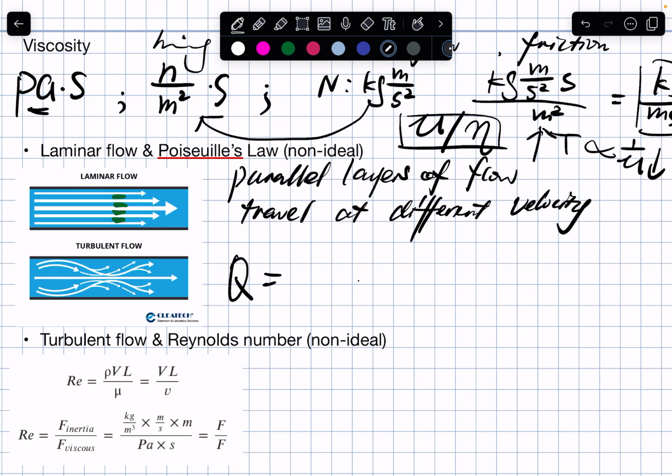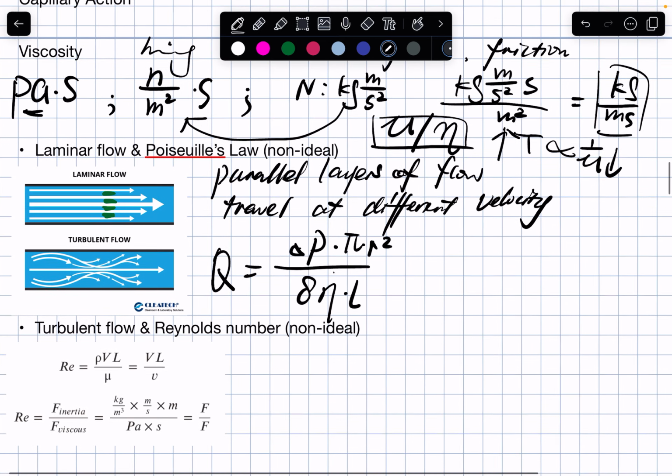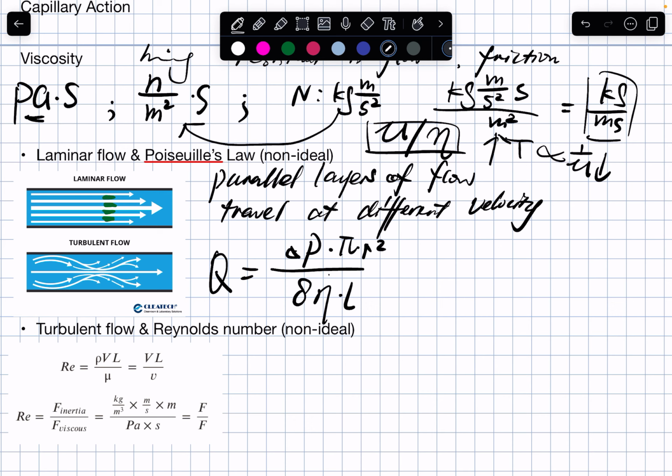So Q is flow rate. It's the volume flowing past a point in time, okay? So Q here, according to this P law, it's delta P times pi times r to the fourth, r is radius, right? Over 8, and then this is viscosity times length of the vessel or tube, okay? So this is what describes the flow rate according to this P law.